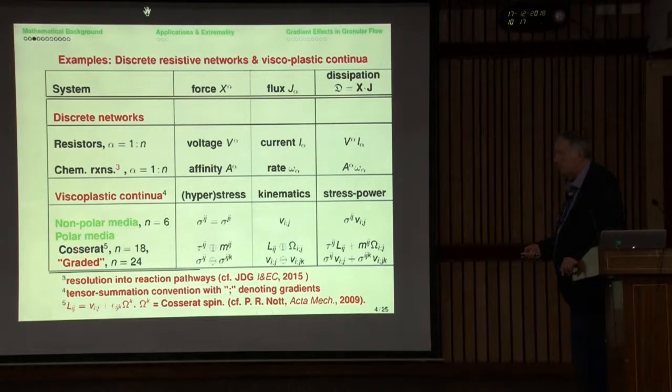We have polar media, such as Cosserat media, which in addition to displacement have rotations associated with them. And now, instead of six symmetric stresses, we have 18 quantities: a non-symmetric stress and a non-symmetric moment stress. The plus circle here means the collection of these two quantities, or the direct sum. And the kinematics is given by a velocity gradient plus a gradient of the rotation, and the stress power is given by an expression like this.